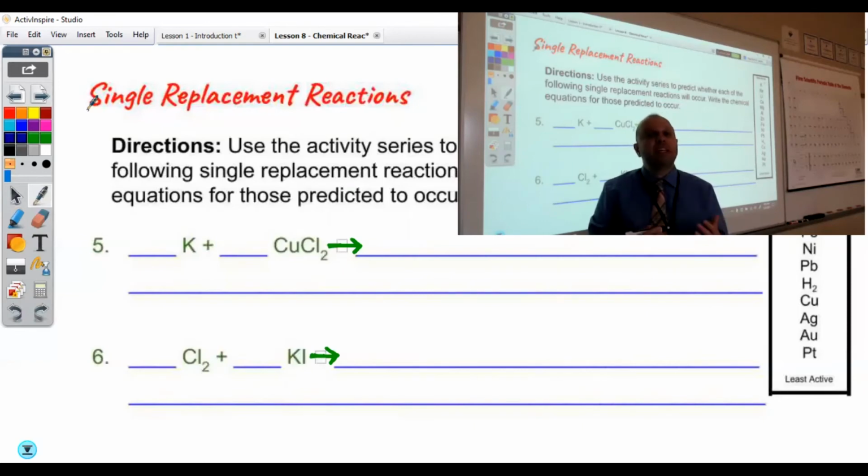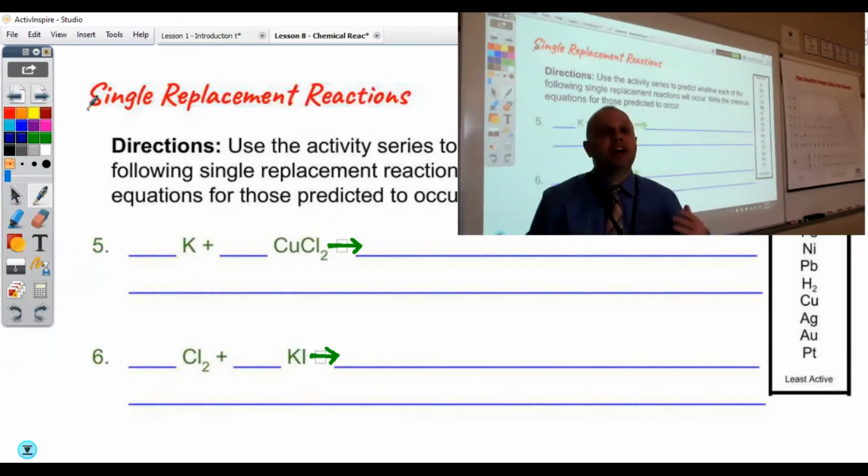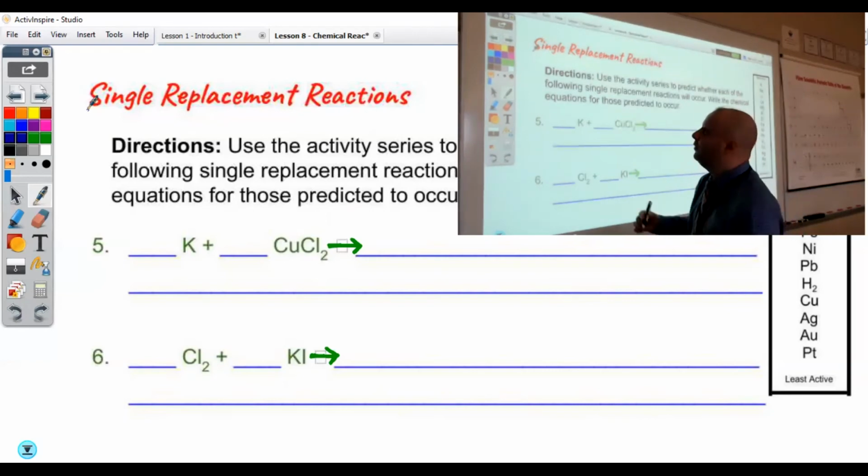Okay, there are 3 different parts to this homework assignment, so I wanted to show you a few examples from each part of the homework assignment. In part 2, we run into the possibility of having a reaction or not having a reaction. So let's take a look at these 2.